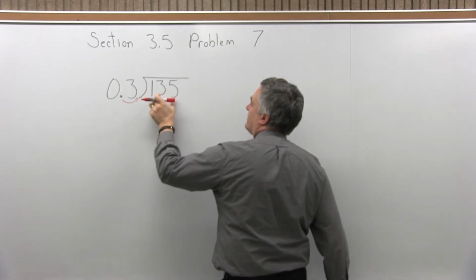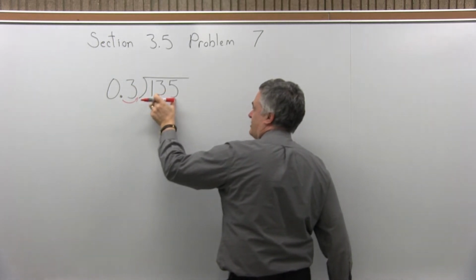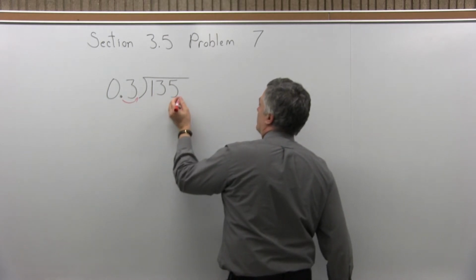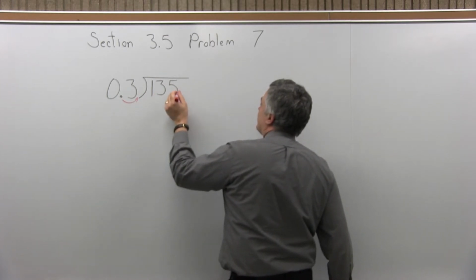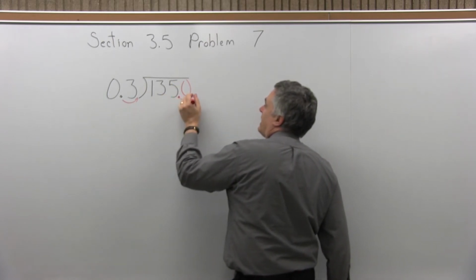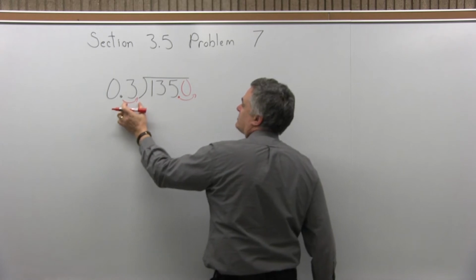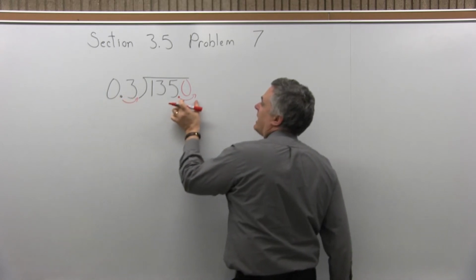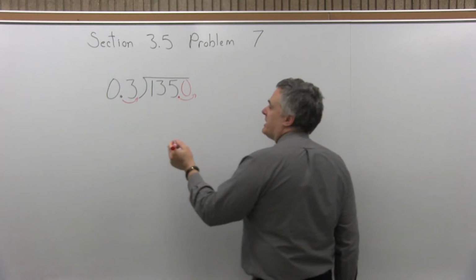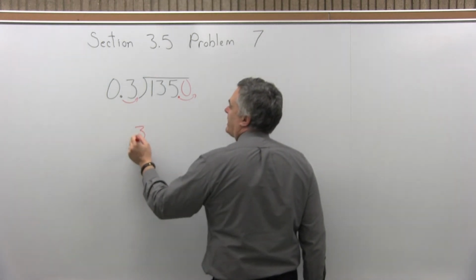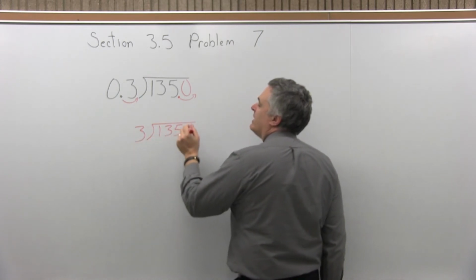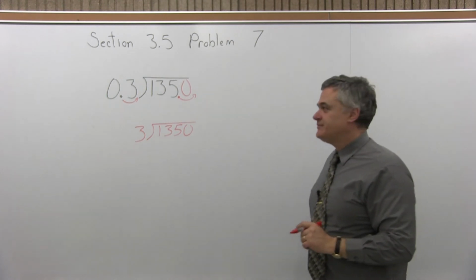Now, in order to do that, you have to take the decimal from the number that's under the division symbol and move it the same number of places. There's no decimal written in 135, so you can assume it's at the end, 135.0 if you like. And now if I move the decimal one position for the number in front, I have to move it one position also for the number under the symbol. So we basically rewrite this problem as 3 divided into 1350. Now it doesn't have any decimals at all.